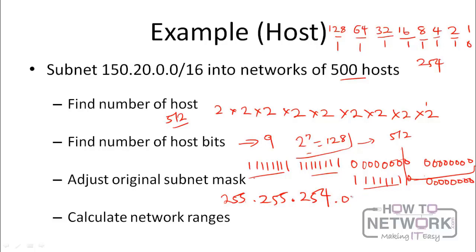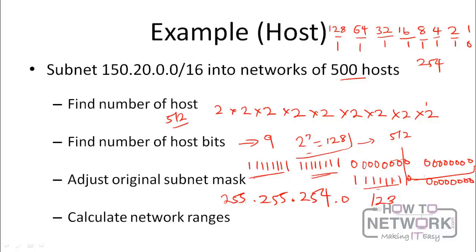And if we want to represent it in the slash notation, we are going to have 8 ones, 8 ones, and 7 ones, as 16 plus 7, which is slash 23. We can either say our subnet mask is slash 23 or that it is 255.255.254.0. They mean exactly the same thing.